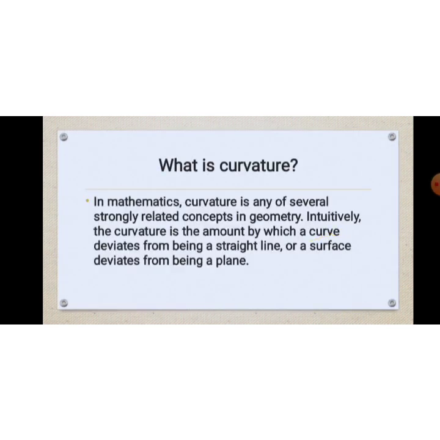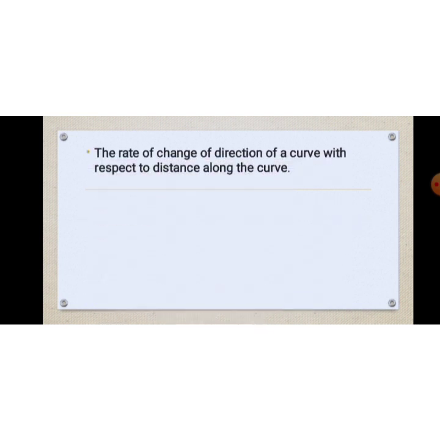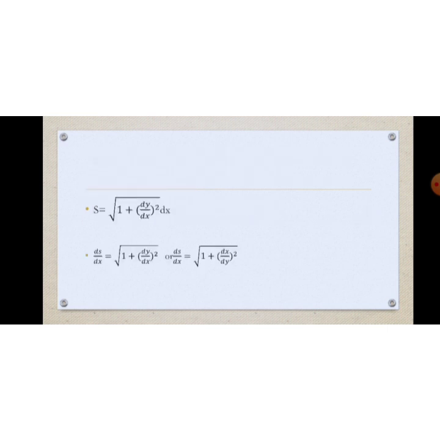What is curvature? In mathematics, curvature is several strongly related concepts in geometry. Intuitively, the curvature is the amount by which a curve deviates from being a straight line, or a surface deviates from being a plane. The rate of the change of the direction of a curve with respect to distance along the curve is the curvature. Note that the curvature of a line is 0.